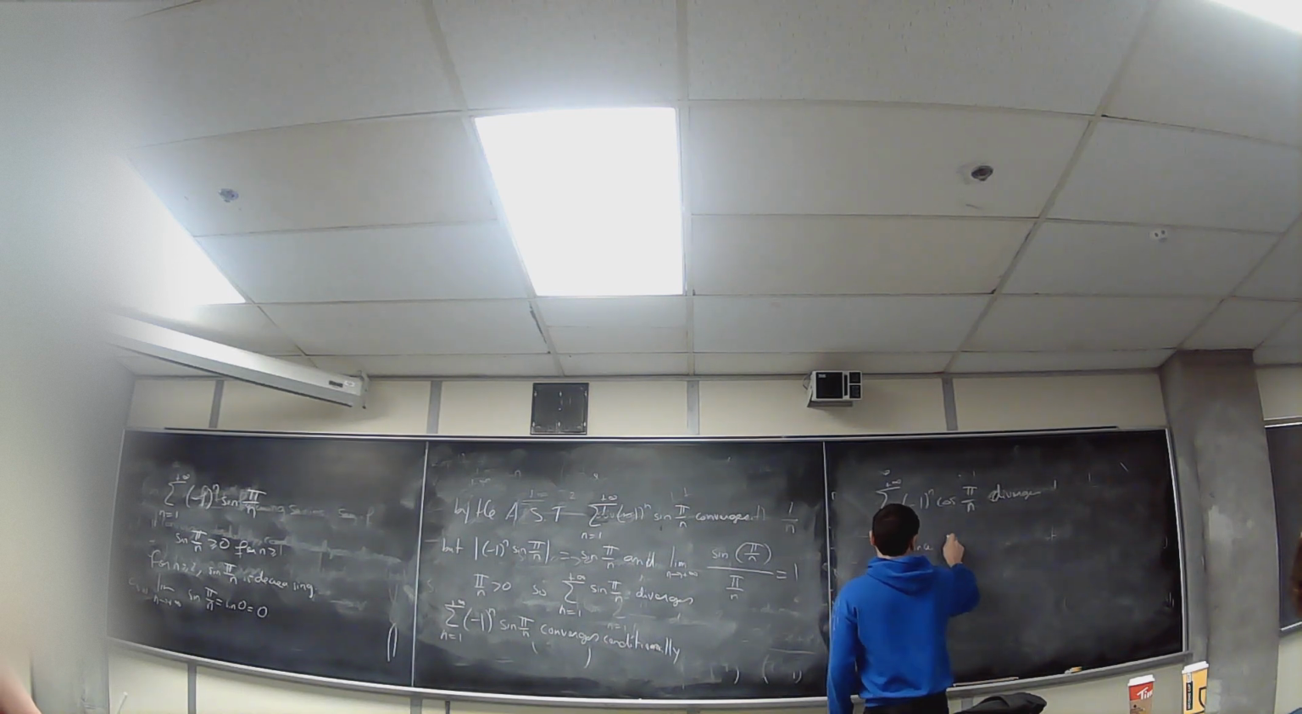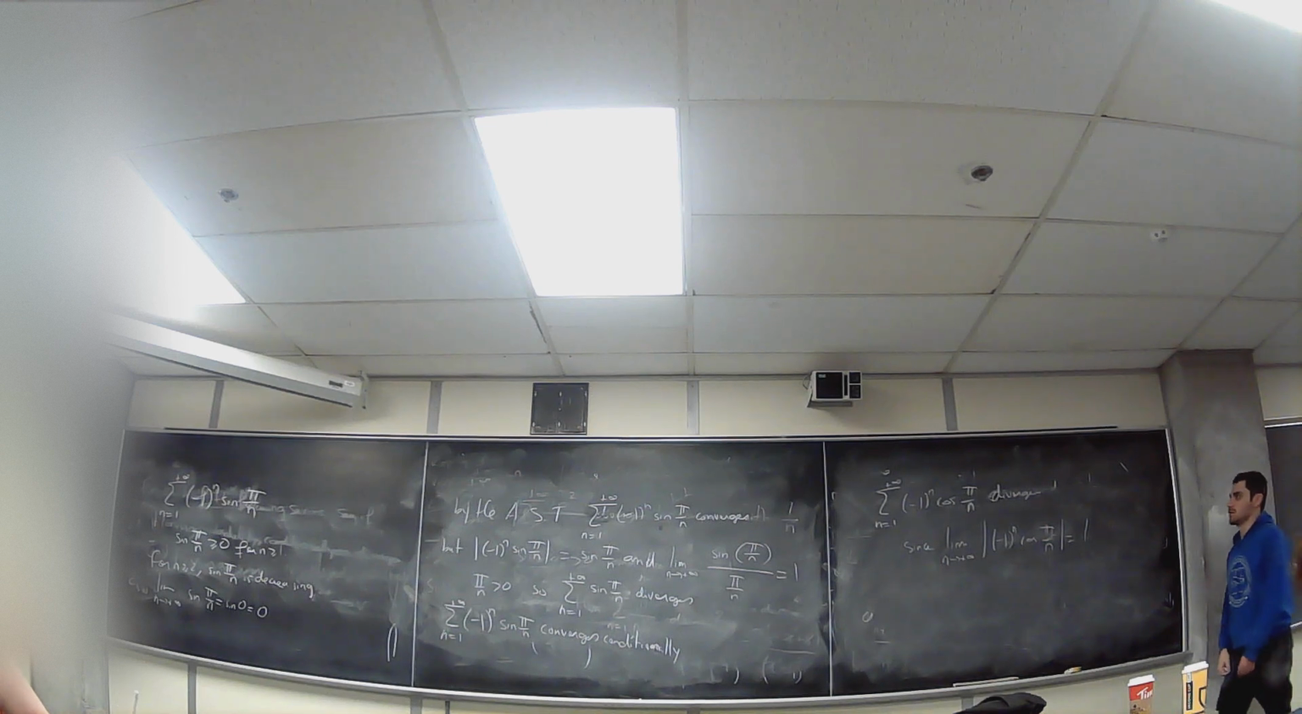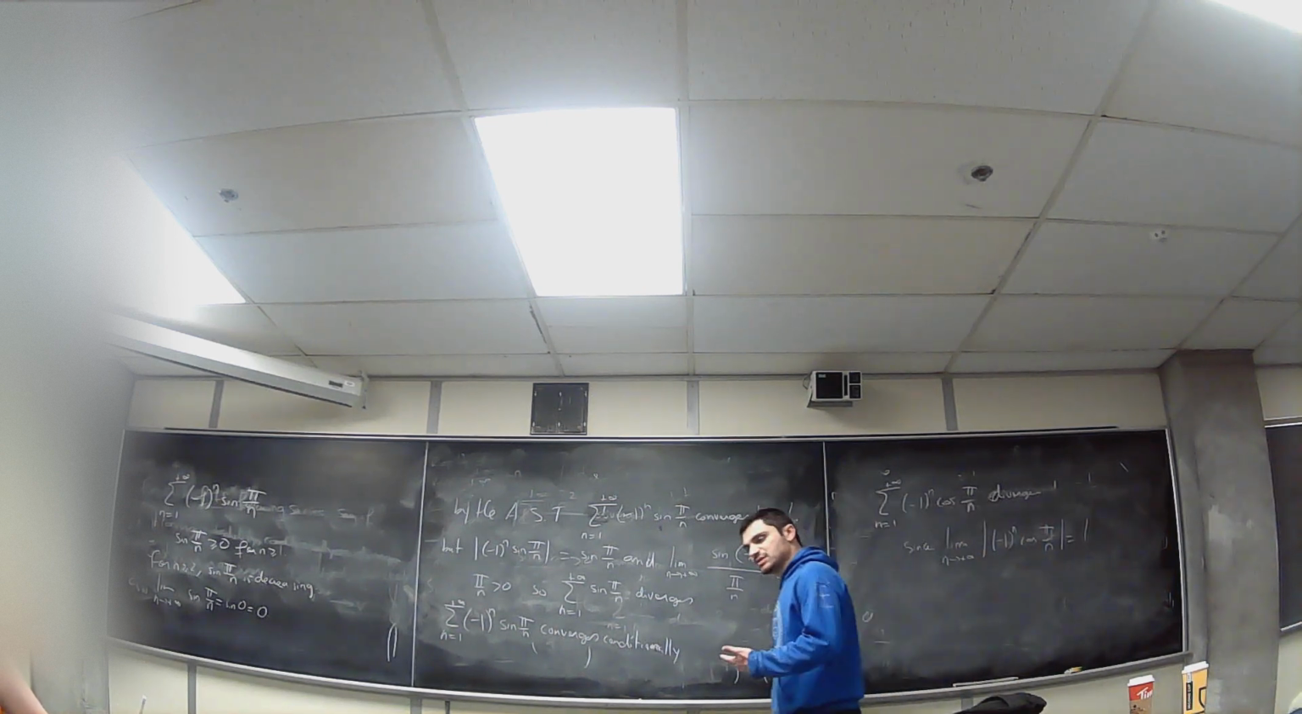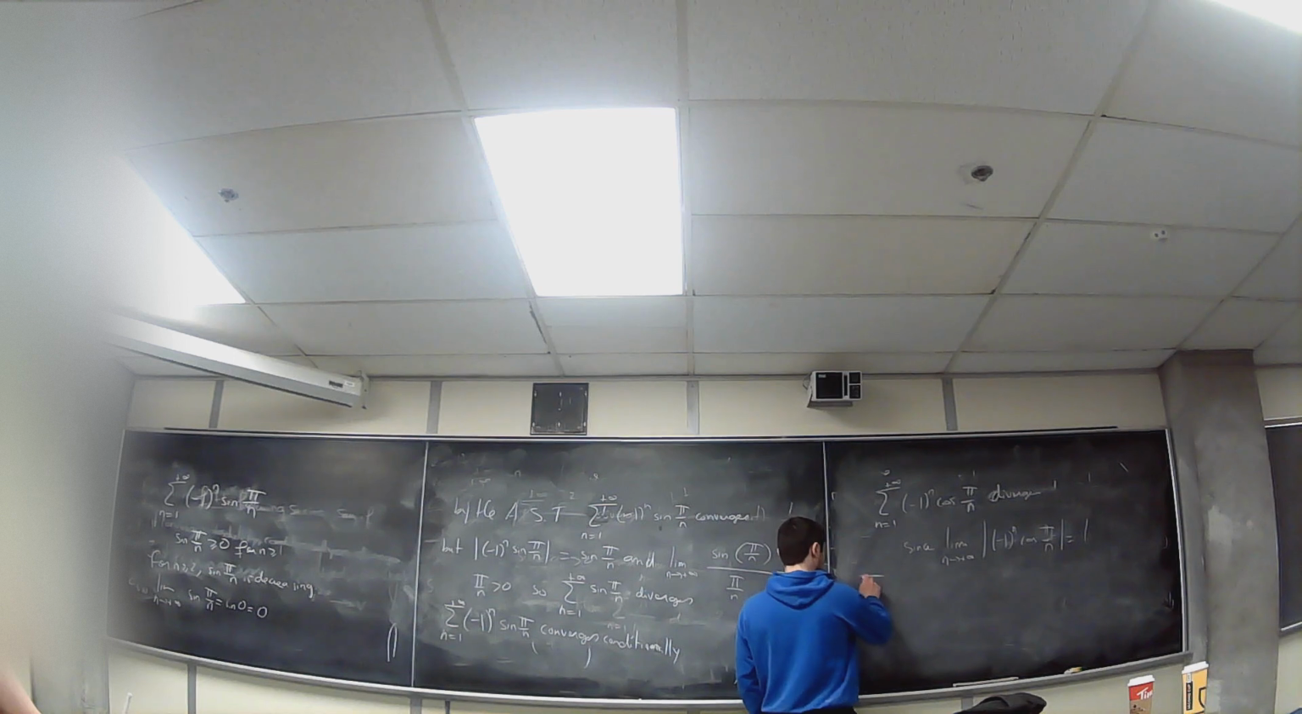Since if it converges, what would I be able to say about the limit of the absolute value? 0, right? So if the limit of the absolute value is 1, or doesn't exist, or is non-zero, then the series automatically diverges. Okay? Let's do one more like that. Let's see what we can do.